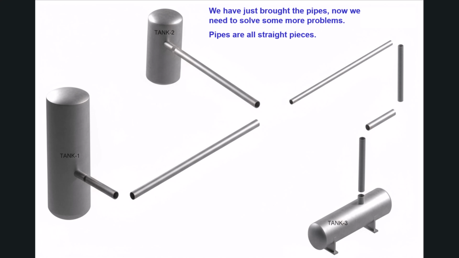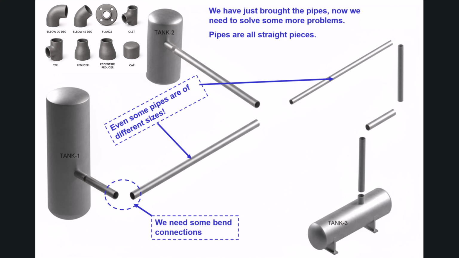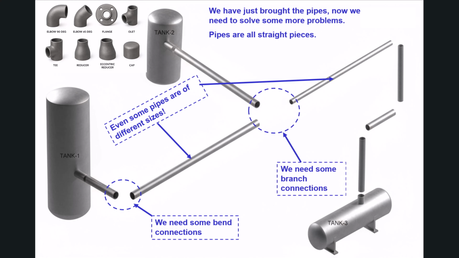We have just brought the pipes, now we need to solve some more problems. Pipes are all straight pieces. We need some bend connections. Even some pipes are of different sizes. We need some branch connections. To solve these problems, we need the pipe components, which are called pipe fittings.